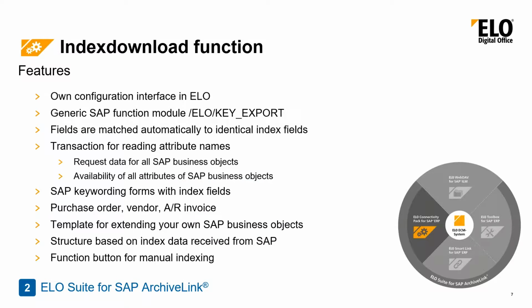Okay. Again, some details about the index download function. What's interesting here is that, as you can see, in SAP, all our components that need to be imported into SAP are prefixed by /ELO/, which is an own namespace that is registered at SAP. So it's guaranteed by using this namespace that none of your other customer-specific developments will be impacted by that.